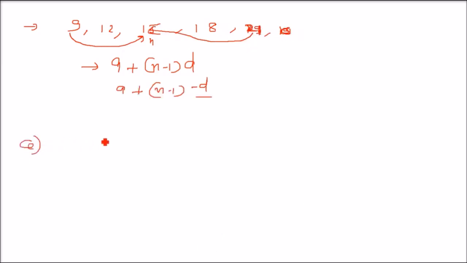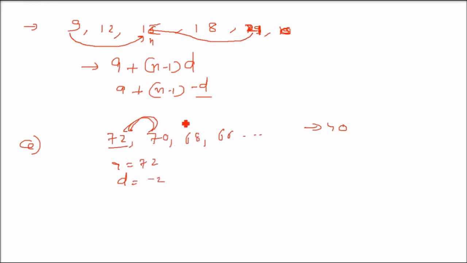Let us take an example to understand this. The question is: which term is 40 in this sequence? How to find this? Which term of this sequence 72, 70, 68 is 40? What is A here? It is the first term, 72. What is the common difference? 70 minus 72, 68 minus 70. See, it is negative.